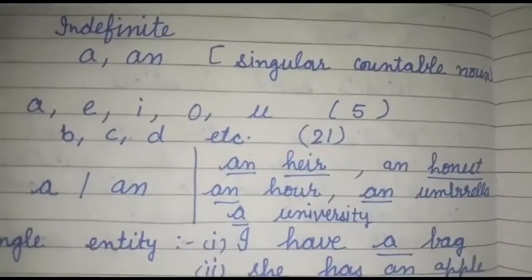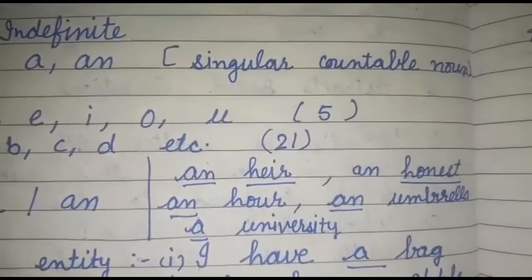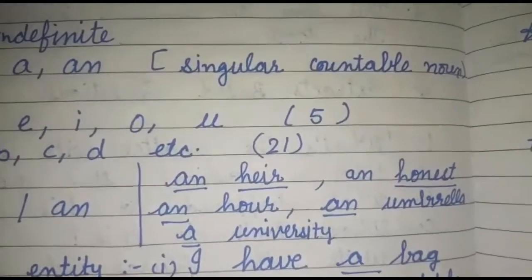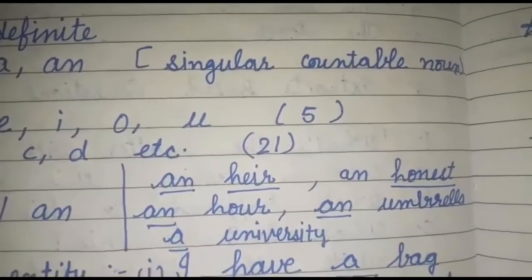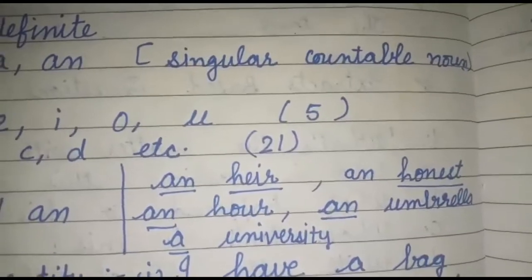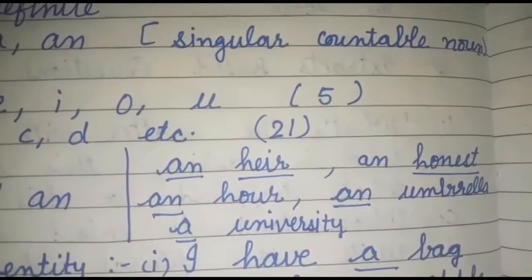But sometimes we have exceptional cases like an ayah, an honest man, an hour, an umbrella, a university. Here the first letter is H, but it has a vowel sound. We use an with vowel sound: an ayah, an honest, an hour, an umbrella, a university.